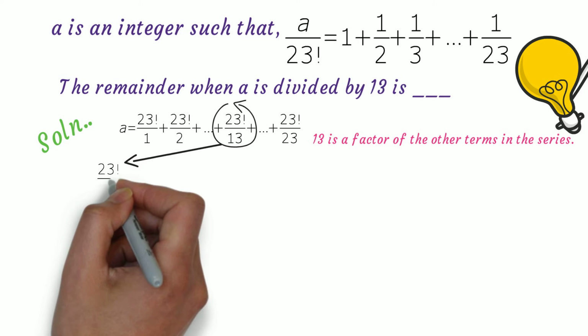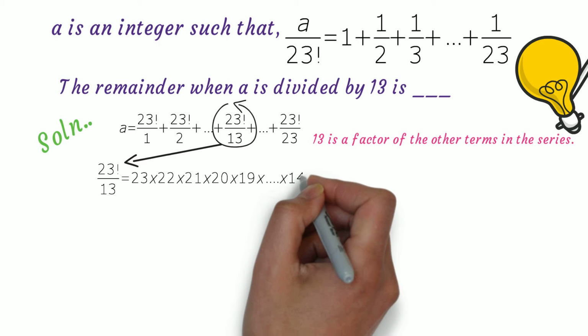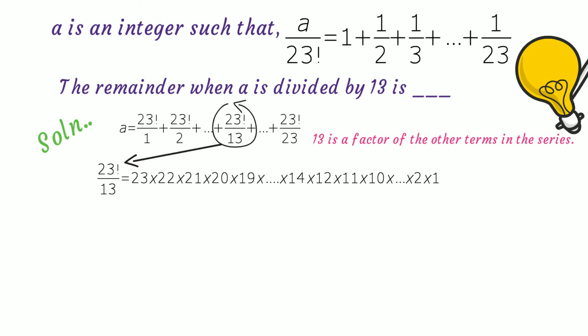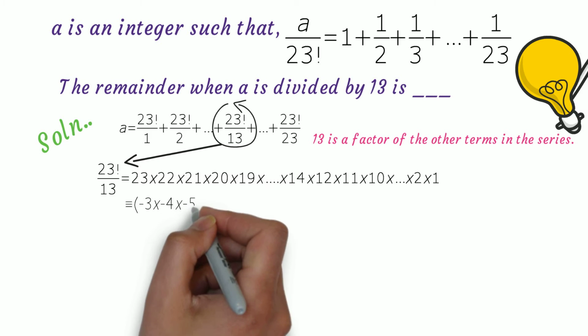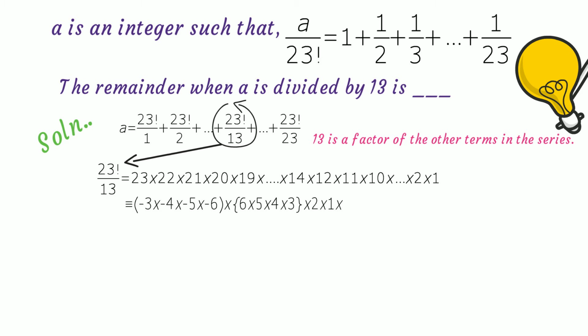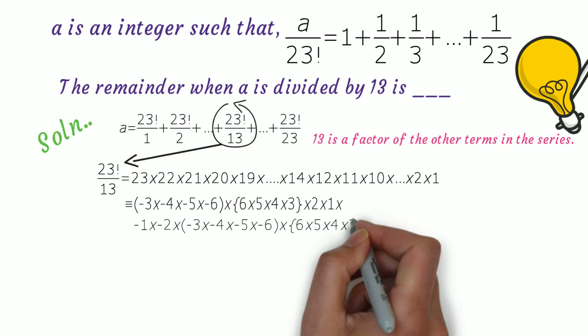From here, we get 23 factorial by 13 equals 23 into 22 into 21 into so on into 14 into 12 into 11 into so on till 1. Now, dividing each term by 13 and using the remainder if it is less than or equal to 6, and otherwise subtracting 13 from it and then writing the new remainder as how we discussed before, we get minus 3 into minus 4 into minus 5 into minus 6, 6 into 5 into 4 into 3, into 2 into 1, into minus 1 into minus 2 into so on till minus 6, into 6 into 5 into 4 into 3 into 2 into 1.